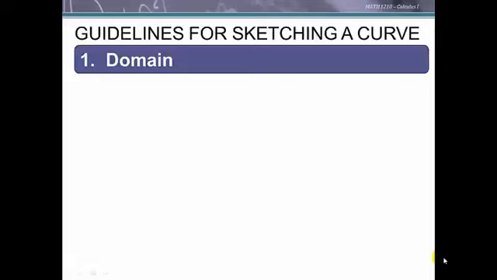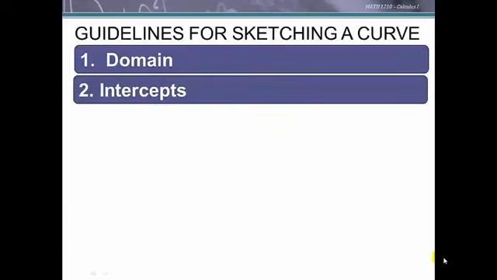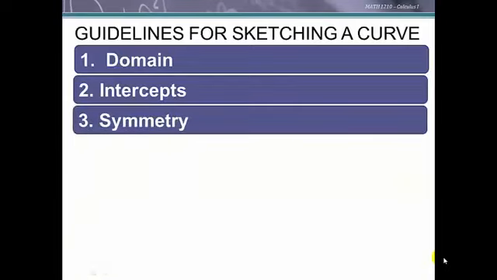So we need to decide if there are any excluded values and what we can use for x. That's going to make a big difference in the shape of our graph. Then we're going to look for any x and y intercepts, and we're going to look for any symmetry. And these are all things that we did in college algebra as we were looking at graphs. Let's take the function y equals x to the fourth minus 4x.